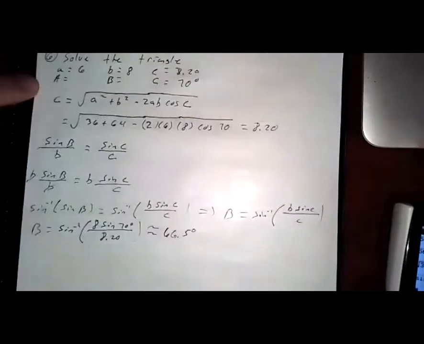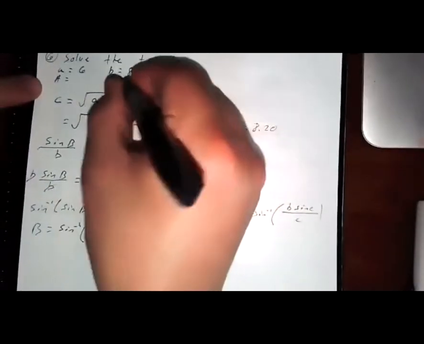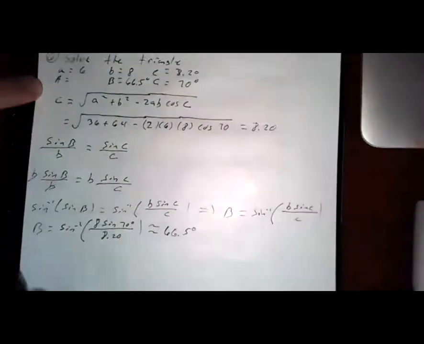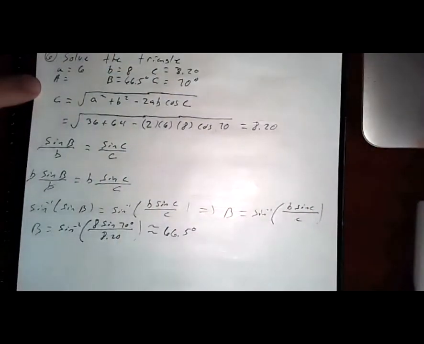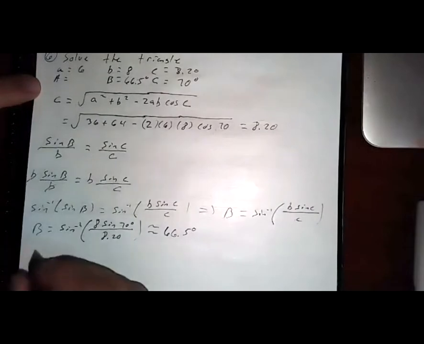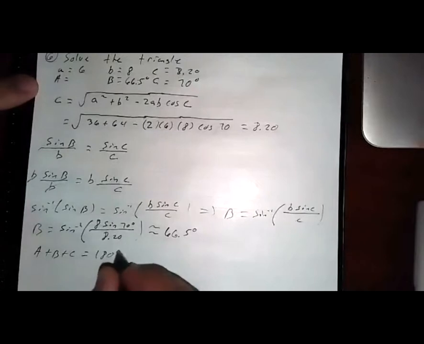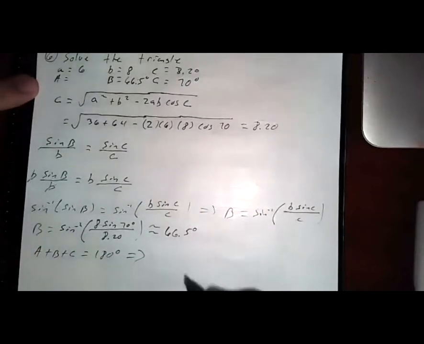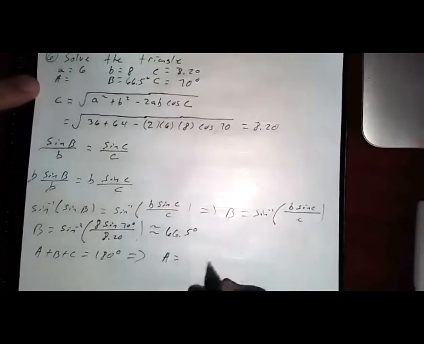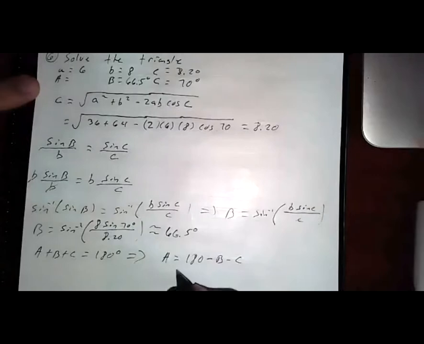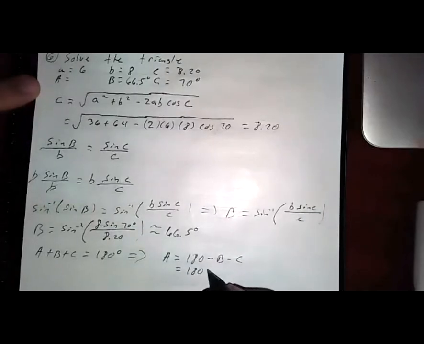So now that we have capital B, we should know what A is, right? A plus B plus C has to equal 180 degrees by definition, which means that A is equal to 180 minus B minus C, which is 180 minus 66.5 minus 70 degrees.